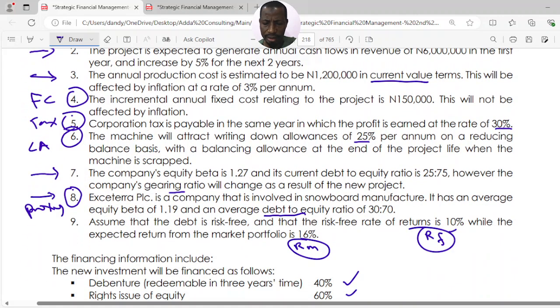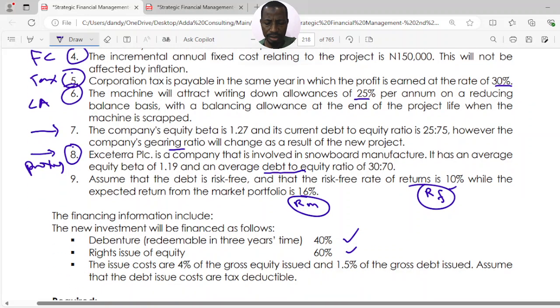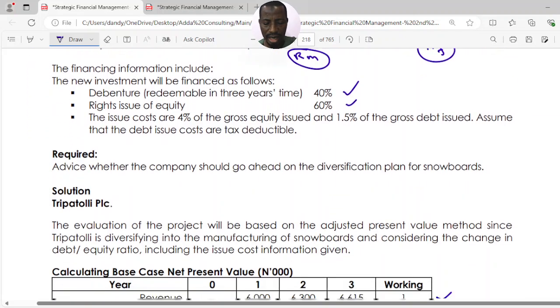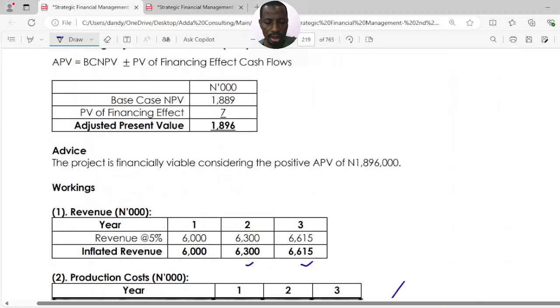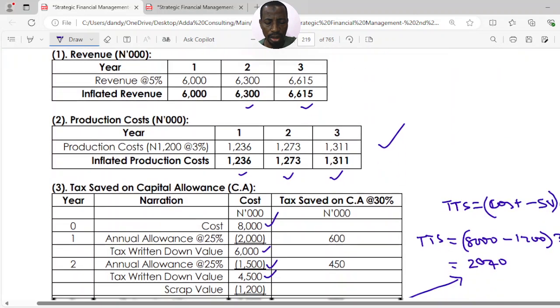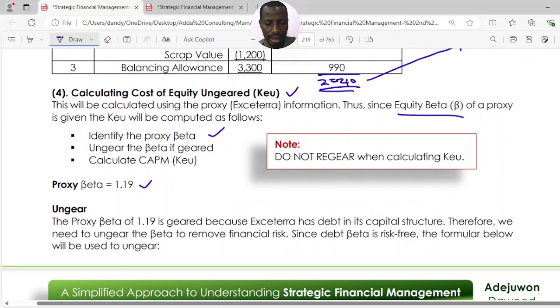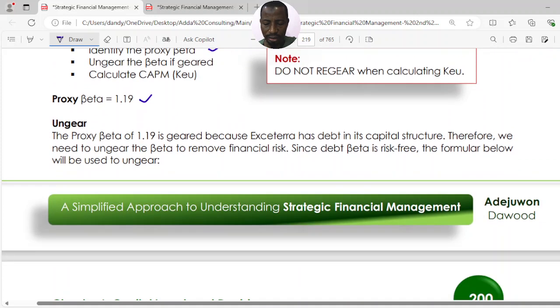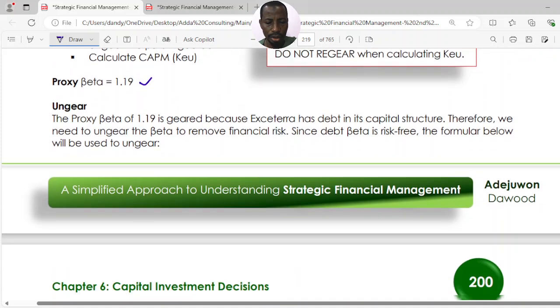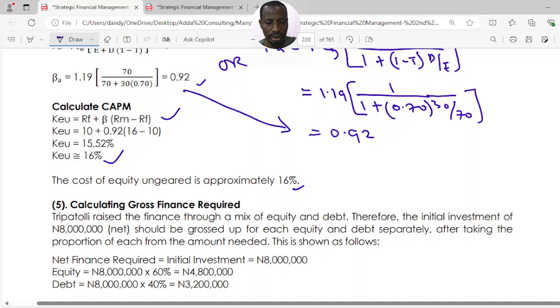There's nothing like interest in this question. Therefore, if we are not given cost of borrowing, then we may likely assume the risk-free rate of return as our discount rate for financing effect cash flow. So we are going to assume the risk-free rate of return to discount the cash flow arising from the financing. Okay, so if that is the case, let's go and do that.